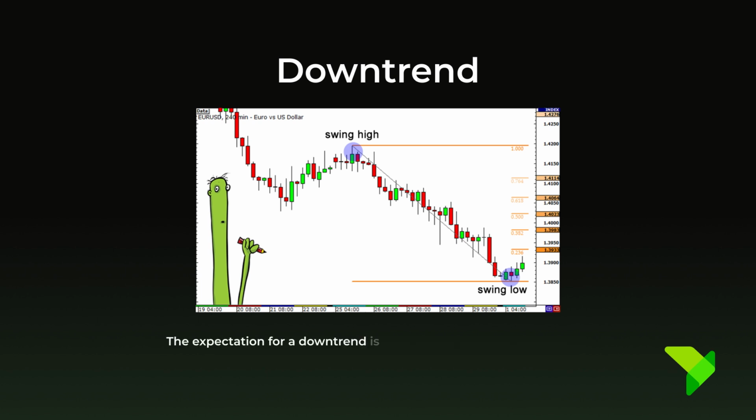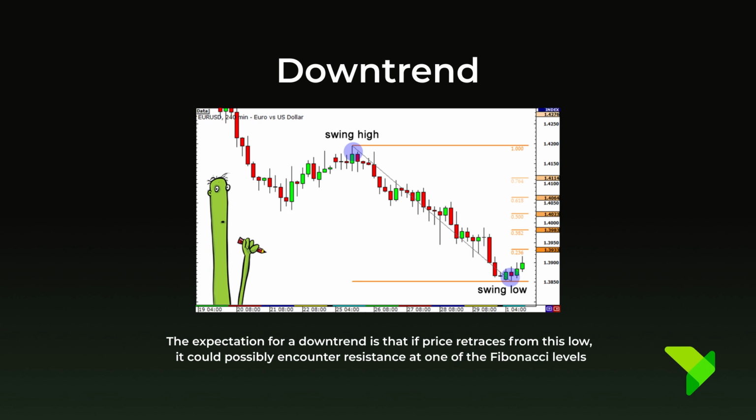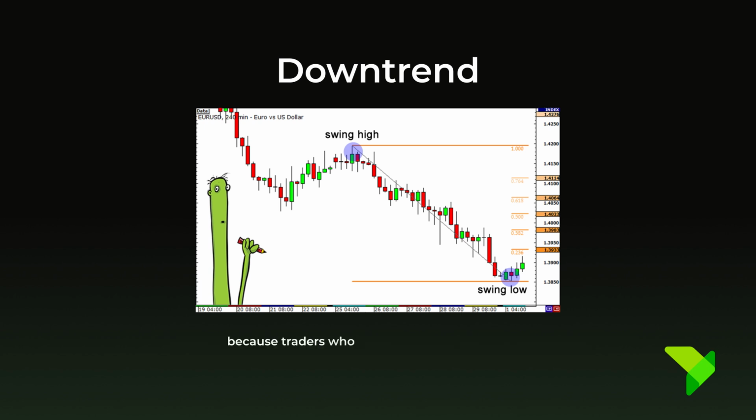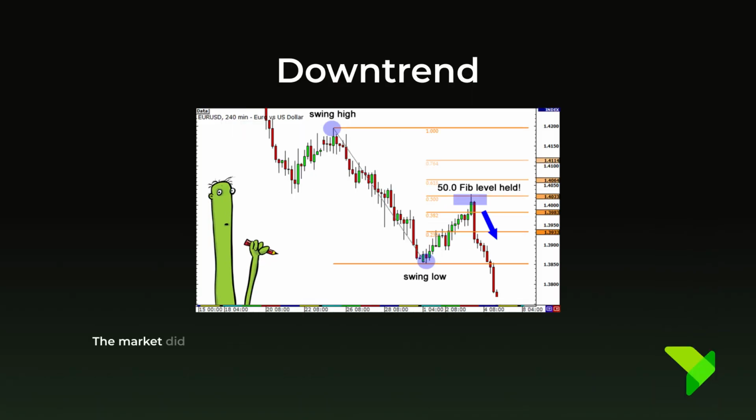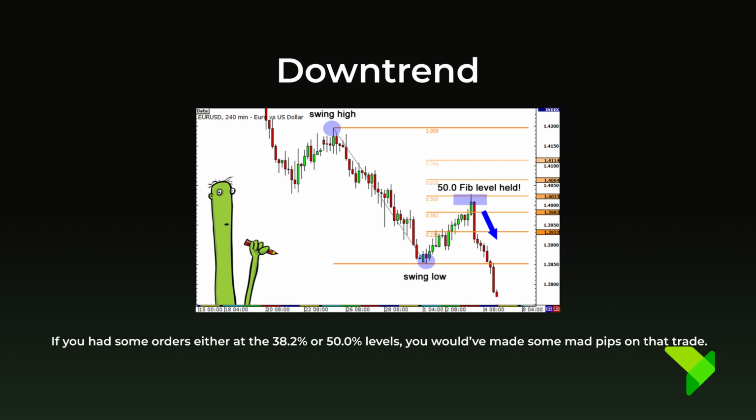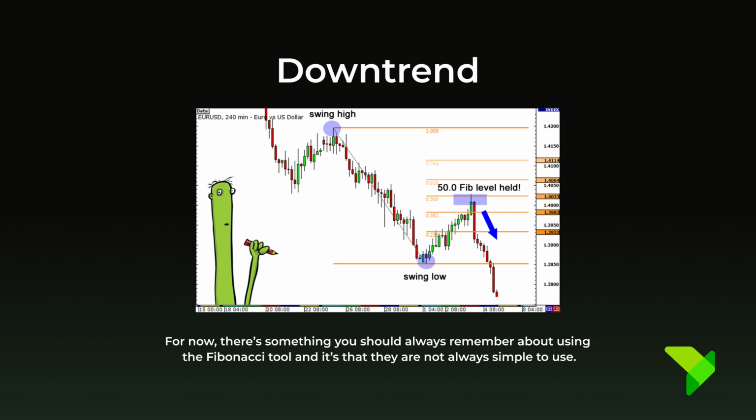The expectation for a downtrend is that if price retraces from this low, it could possibly encounter resistance at one of the Fibonacci levels because traders who want to play the downtrend at better prices may be ready with sell orders there. The market did try to rally, stalled below the 38.2% level for a bit before testing the 50.0% level. If you had some orders either at the 38.2% or 50.0% levels, you would have made some mad pips on that trade. Now, there's something you should always remember about using the Fibonacci tool, and it's that they are not always simple to use.